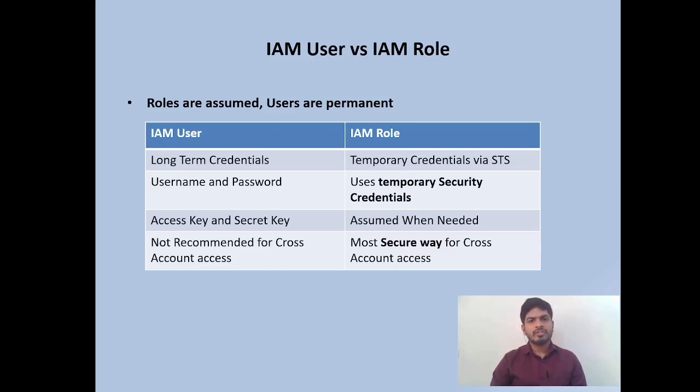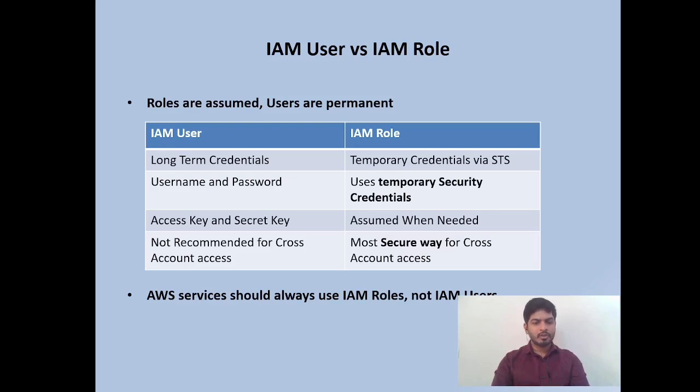This makes it the most secure way for AWS services to access other AWS resources. IAM roles eliminate the need for hard-coded credentials. IAM users use long-term credentials while IAM roles use temporary credentials obtained via STS. For AWS services, cross-account access, and production workloads, IAM roles are the recommended and secure approach. AWS services should always use IAM roles, not IAM users. This single line is enough to impress the interviewer.